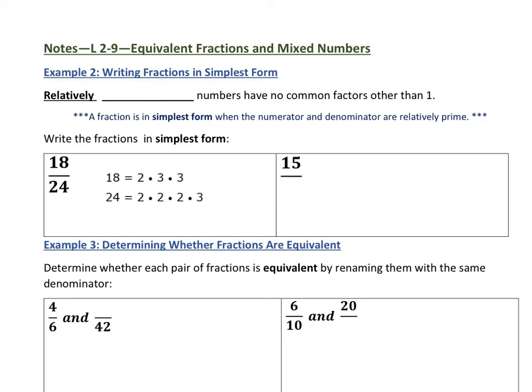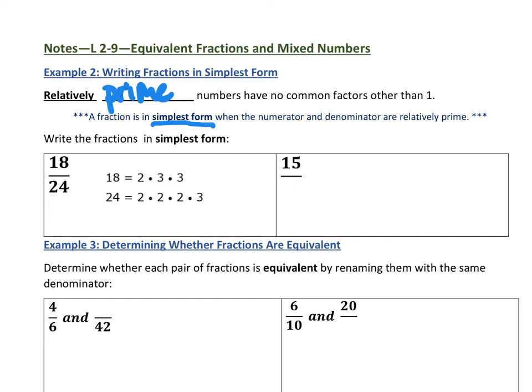Now we're on the top of page 10. The first blank is prime. Relatively prime numbers have no common factors other than 1. A fraction is in simplest form when the numerator and denominator are relatively prime. That doesn't mean that they're prime numbers. It just means you can't divide them by anything else in common other than 1. That's how you know it's in simplest form.